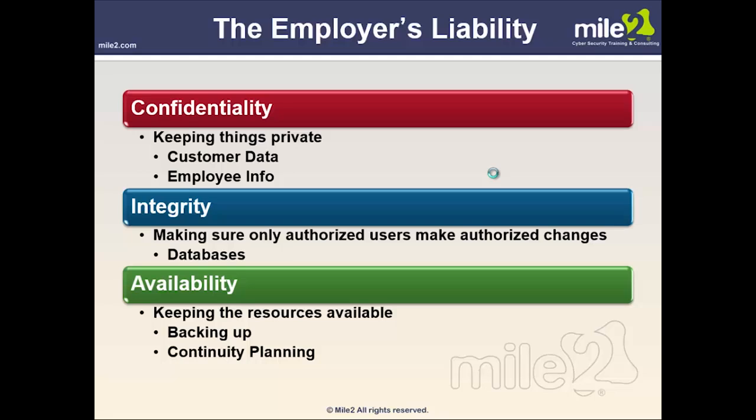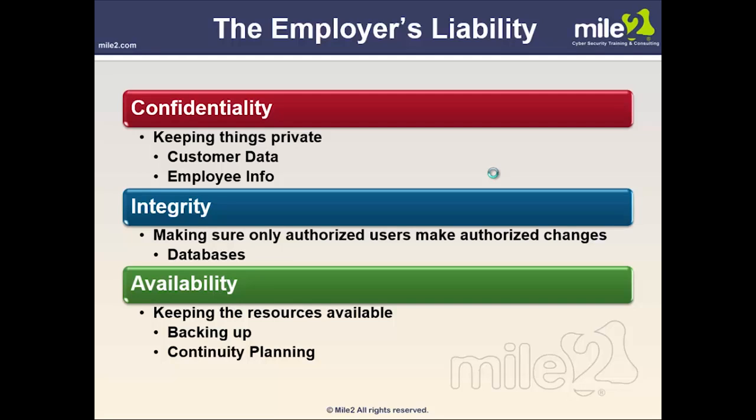Then we get into what's called integrity of our CIA. Integrity is making sure only authorized users are able to make authorized changes, such as to databases and so forth. We provide integrity through the use of what's called a hash value, or hashes. We will also talk about this in the section where we talk about password cracking and so forth, as well as in the encryption module.